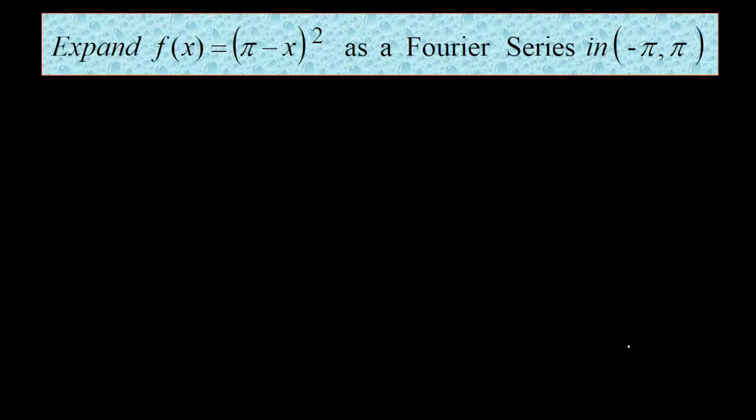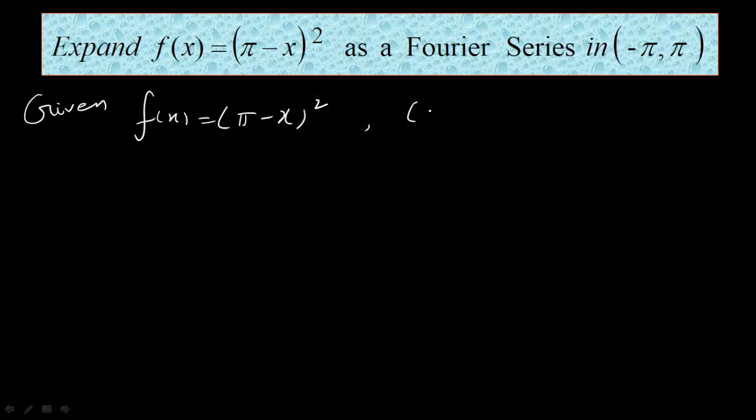Let me now enter into the problem. Expand f of x is equal to (pi minus x) whole square as a Fourier series in an open interval minus pi comma pi. This is the given problem. First we have to find out what is given. So given f of x is equal to (pi minus x) the whole square, in the open interval minus pi comma pi. Listen carefully: you have to write out the function along with the interval, that is a must. So look at the interval.